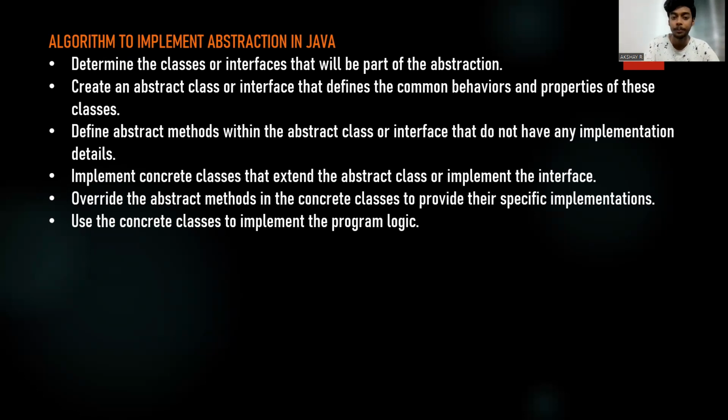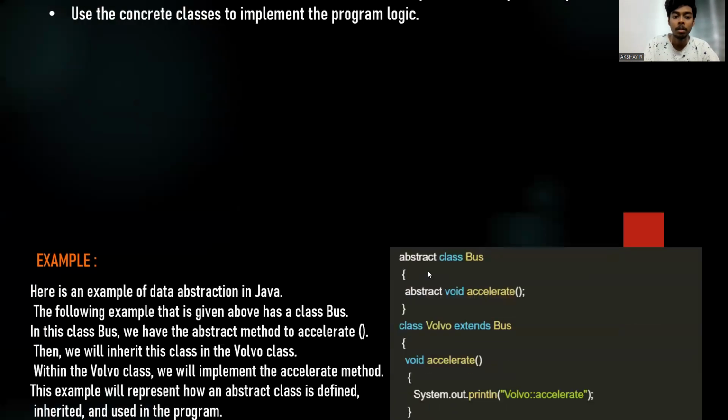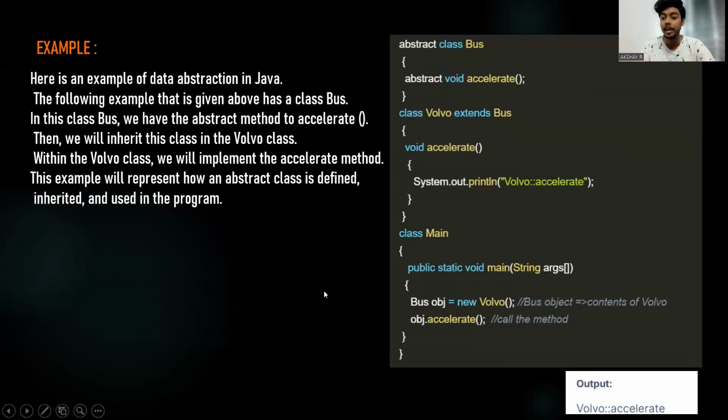Next, coming to the first example related to data abstraction. This is one of the basic examples. The data abstraction example can be done in two ways, which I'll be showing next. First, let us understand a simple example of data abstraction. Here is an example of data abstraction in Java. The example I have taken is a class named Bus. In the class Bus, we have an abstract method, the accelerate function.